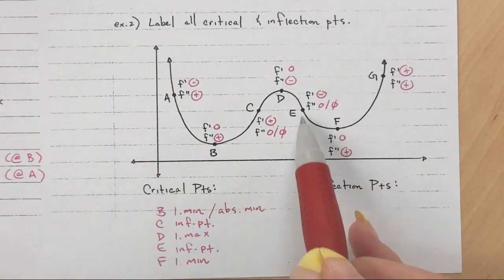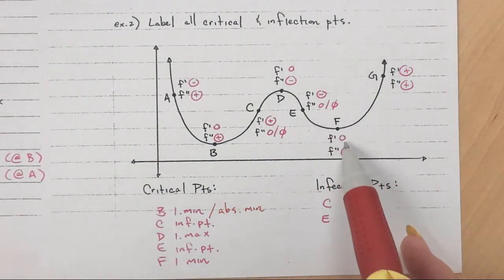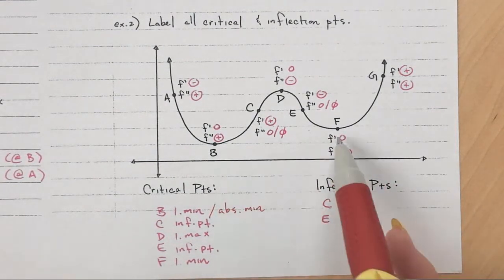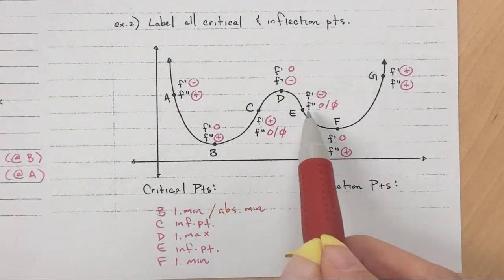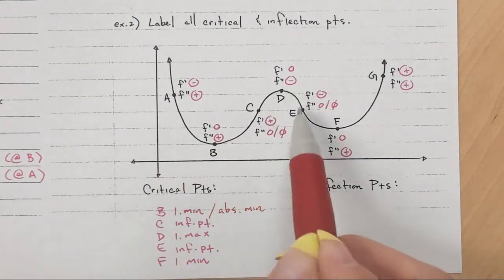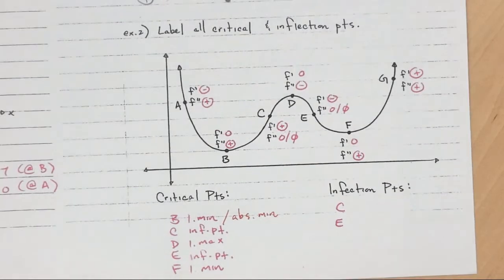E is an inflection point. And then F is a local min. So it's not an absolute because B is lower than F. So I would just call that a local min. My inflection points are just at C and E. That's when the concavity changes. So just those two places. All right, on the second page.